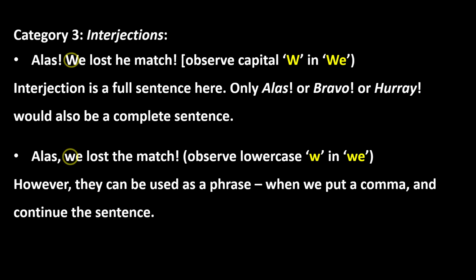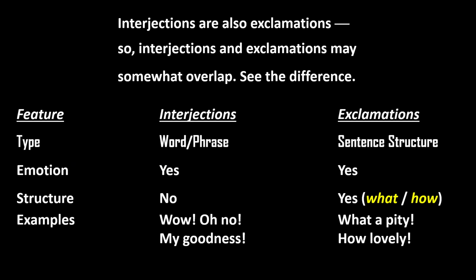So putting an exclamation mark after an interjection, it's a complete sentence. Although it is not a verb, yet it is a complete sentence. So interjections form category 3 of minor sentences. Now interjections are also exclamations.